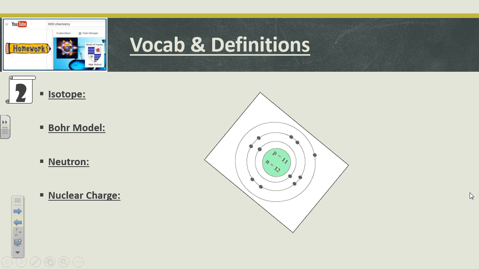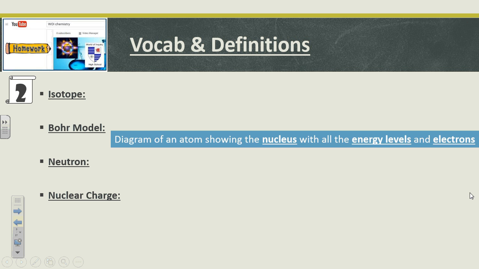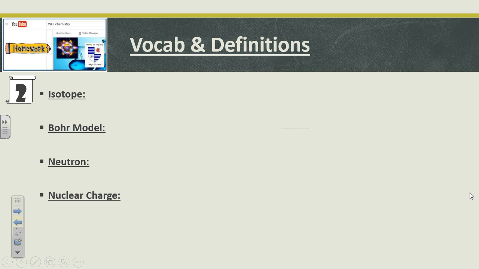A Bohr model. This is a map of the atom. It shows me the number of protons, the number of neutrons in the nucleus, and the number of energy levels around the nucleus, or the orbitals, or energy levels. That word is synonymous. That is each ring. And then the dots represent the electrons that are in each orbital. This Bohr diagram gives me so much information about every atom, sometimes more than we need. But by definition, it's a diagram that shows the nucleus with all the energy levels and electrons. That'd be the Bohr model.